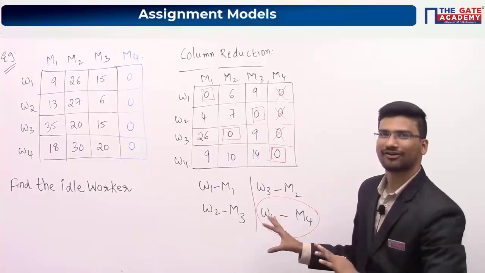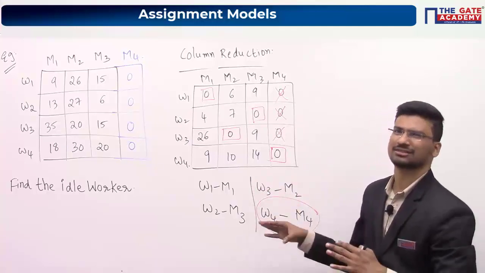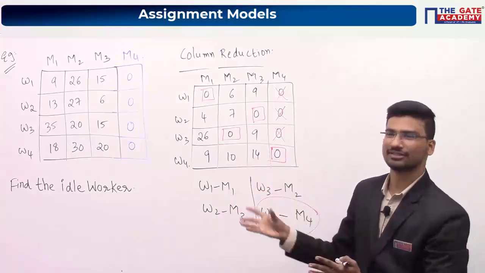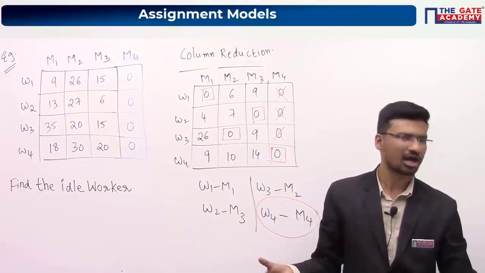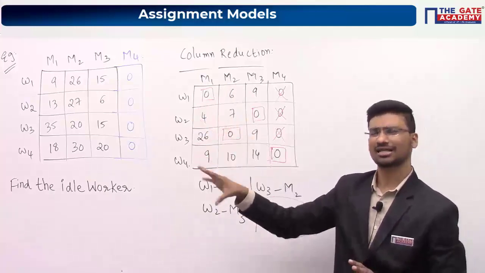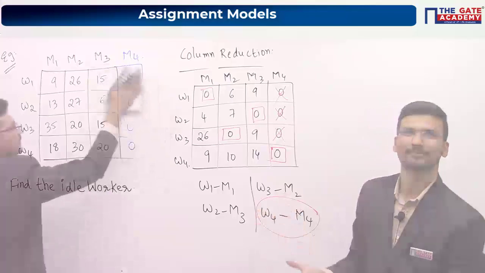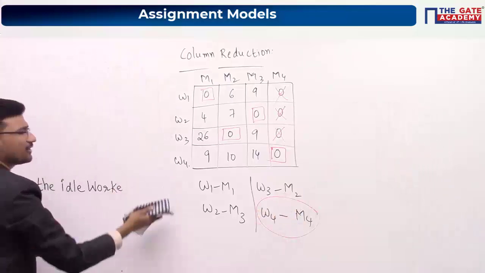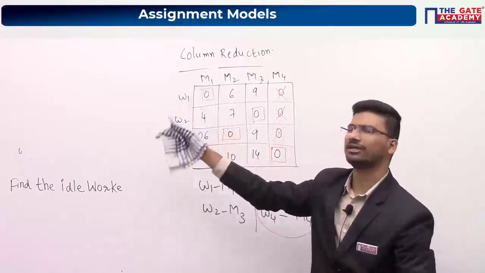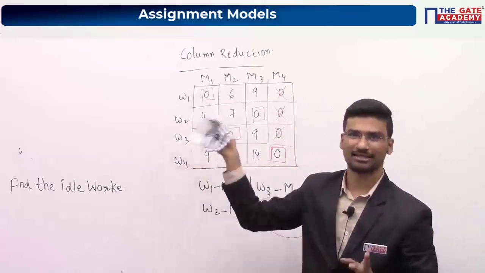So you can fire this particular worker 4 because he is idle, right? So you can remove him. That is the meaning of this idle worker. Or maybe you can use him for some other work if you have anything in industries. Otherwise you can just fire this worker. I hope you understood. Whenever your rows are not equal to columns, you can add one dummy row or dummy column like this.